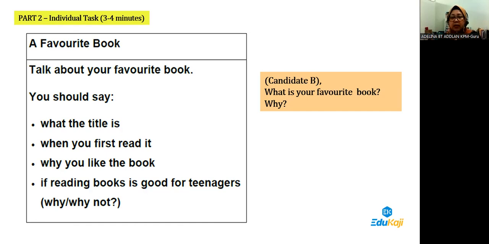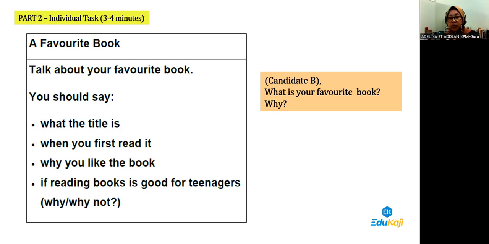Okay, now after candidate A, or the first candidate, has finished answering the question, there will be another question, which is a very general question, asked by the teacher to the second candidate, or candidate B: what is your favorite book and why.